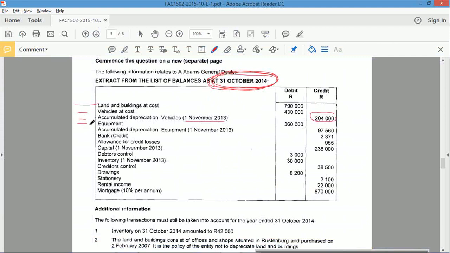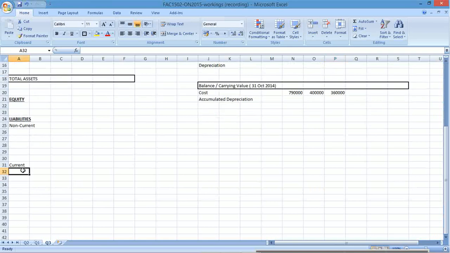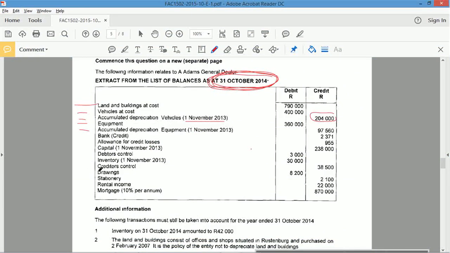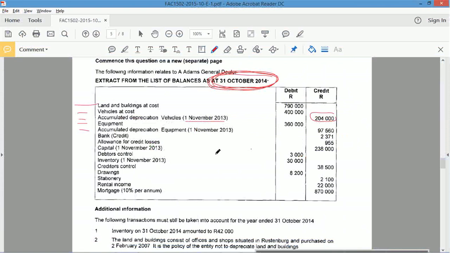Okay, so tick, tick, tick, tick. Okay, bank. Bank credit. Credit means liability. Current liability. Bank overdraft. How much? 2371. Ooh, 2371. Allowance for credit losses goes against your debtors.